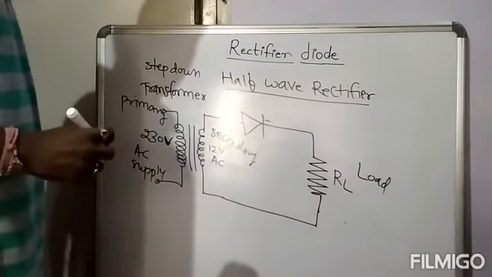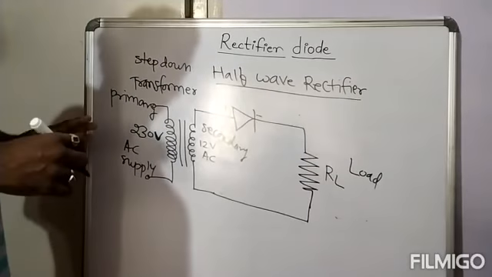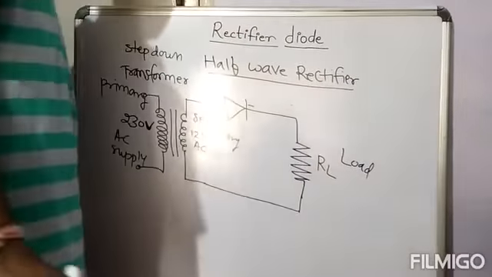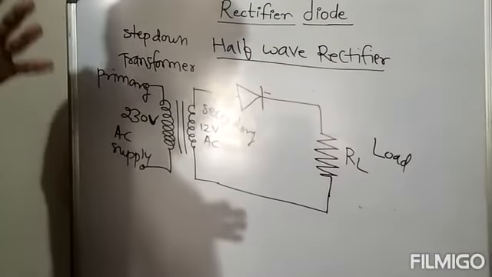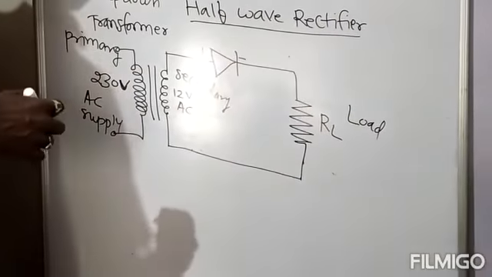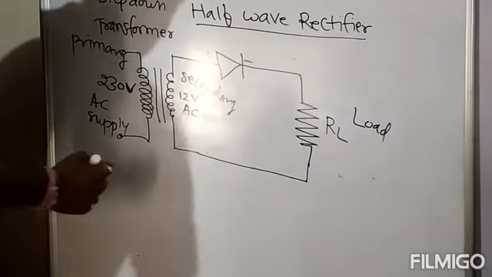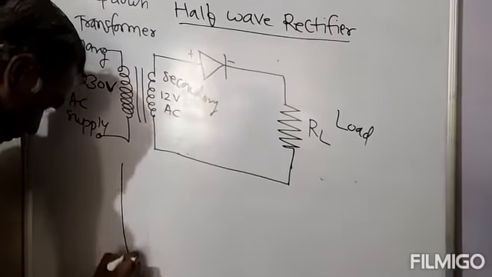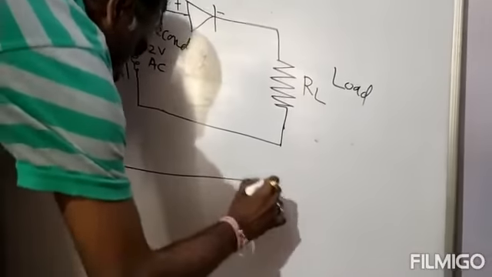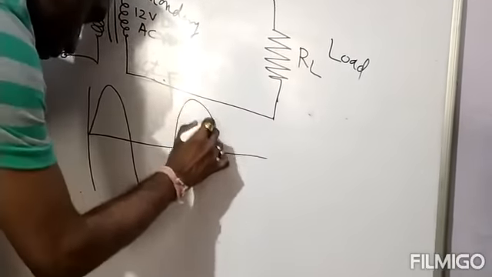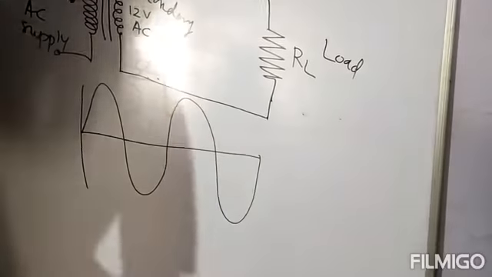So let us explain how a half wave rectifier works. For that I will take the help of the waveform. Suppose this is a waveform. As you all know, this is an AC supply.